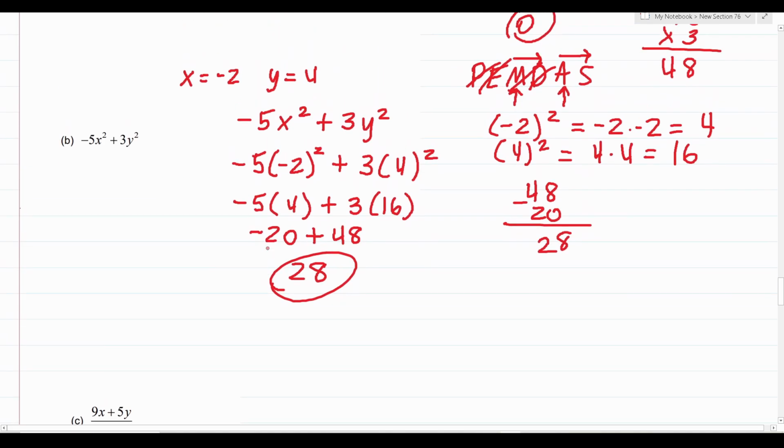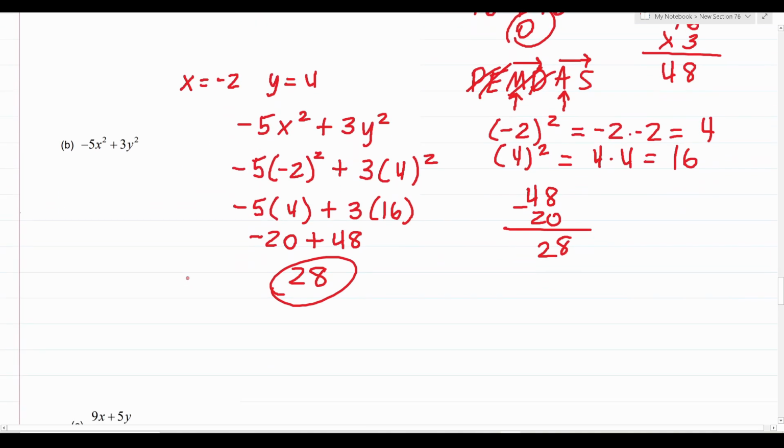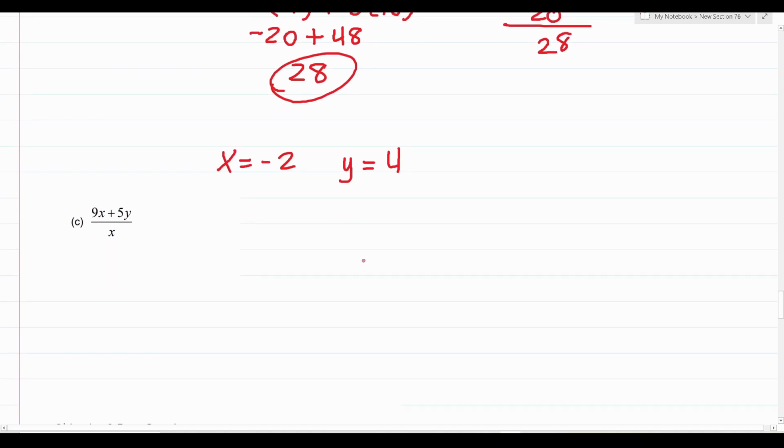And again, we're going to be substituting the same values in. Let me just make sure I got the right values there. x is going to be -2 and y is going to be 4. We're going to be substituting those values into this expression now: 9x plus 5y over x. So the first step is to plug in -2 for x and 4 for y respectively. So let's go ahead and do that. I'm going to scroll down here a little bit.